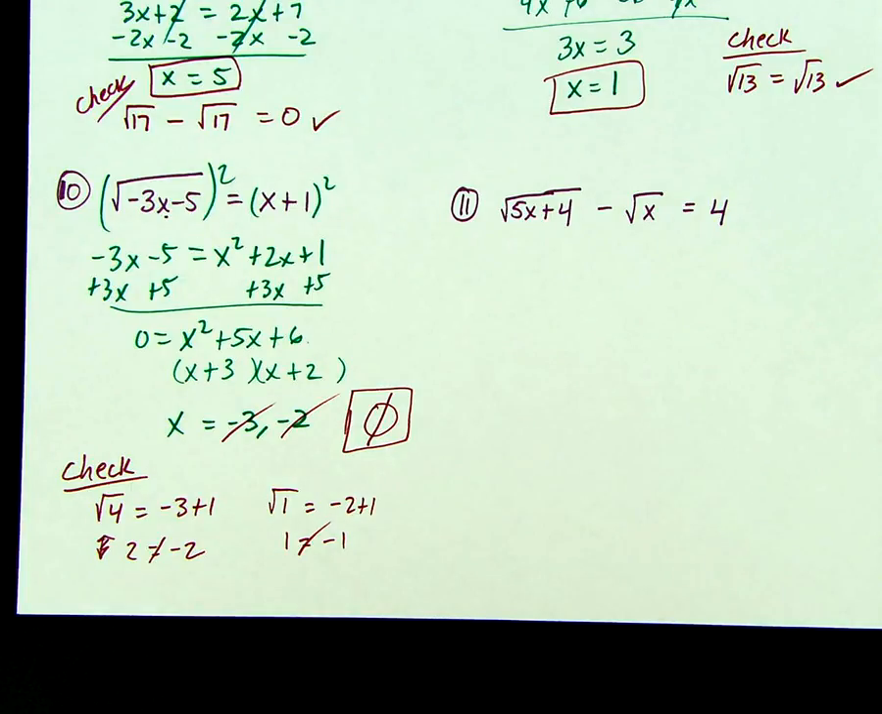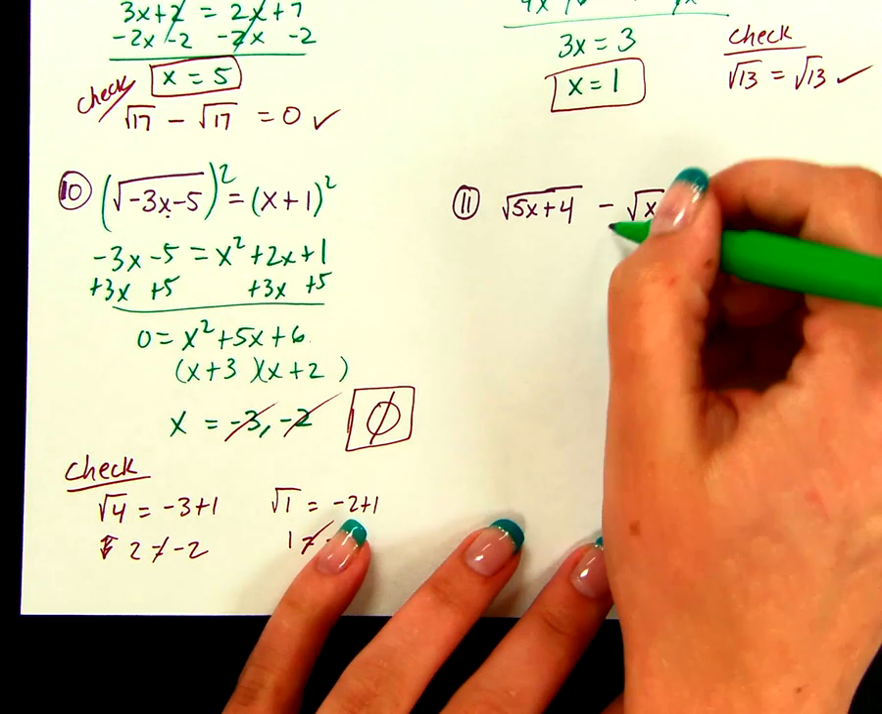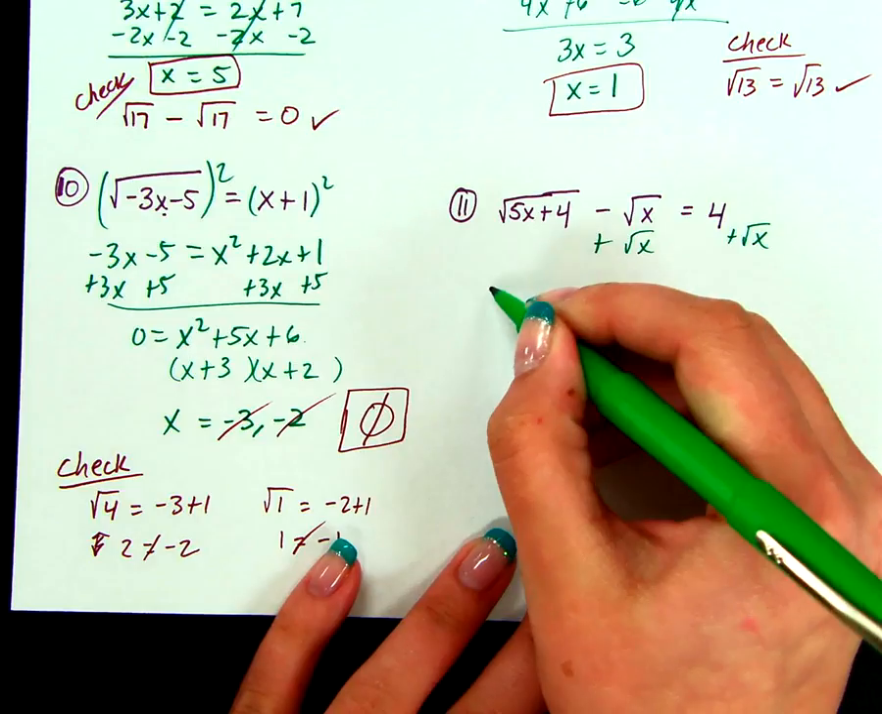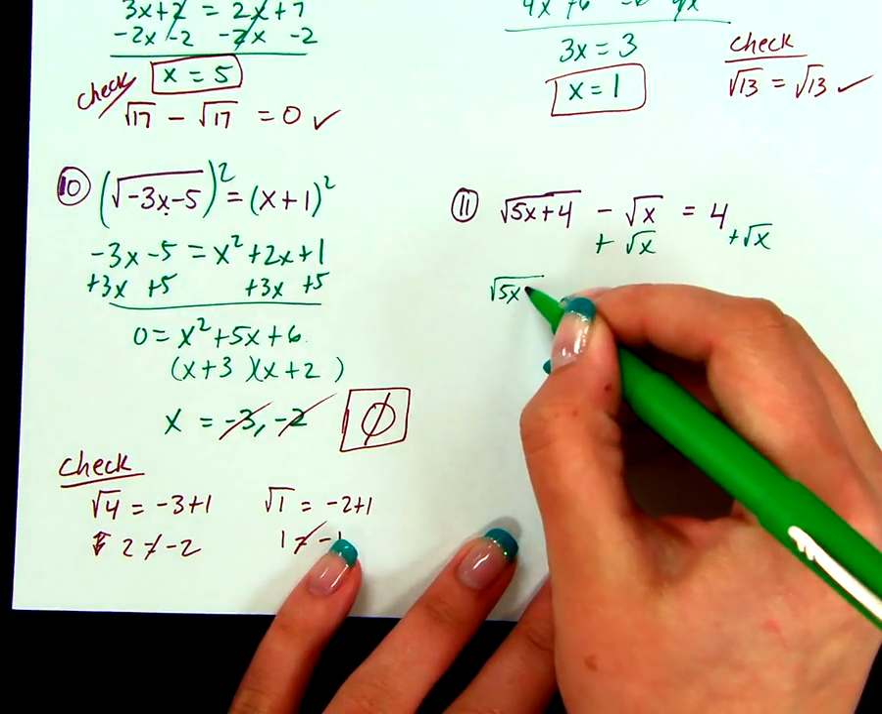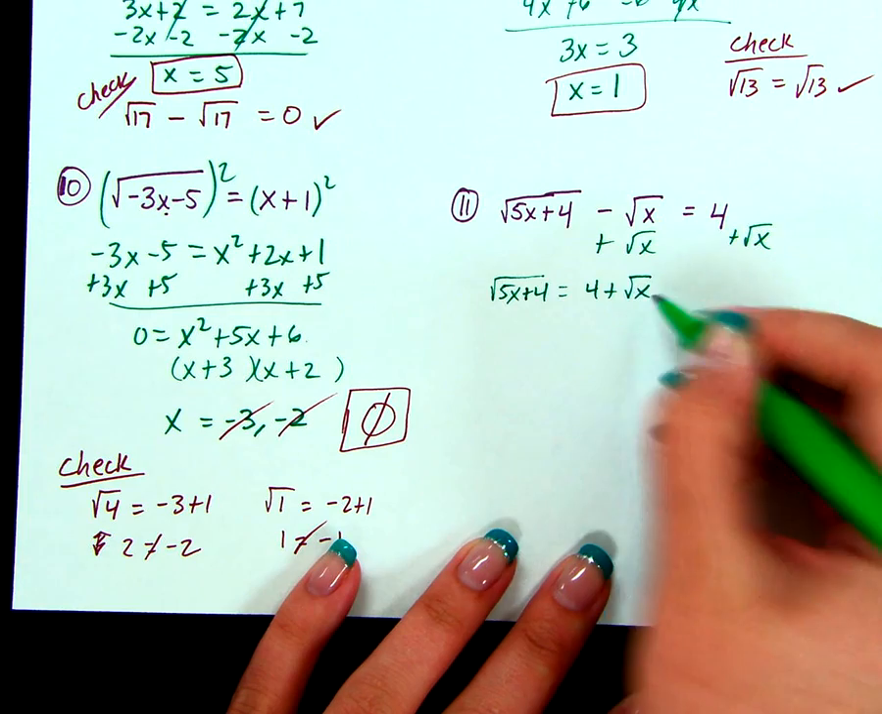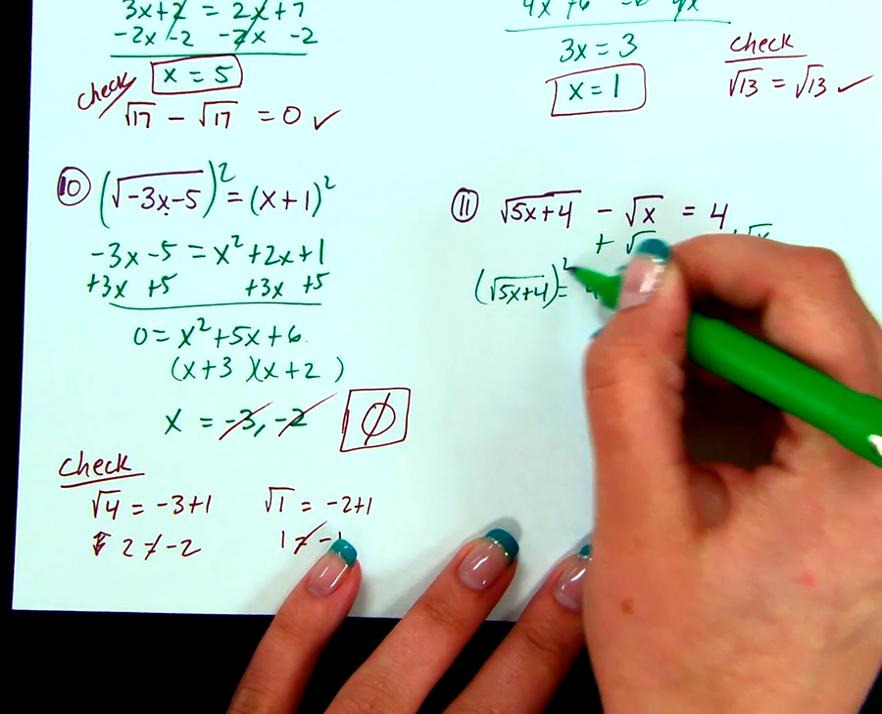And our last example, so we have two radicals. So we need one on each side of our equation. So I'm going to add the square root of x over to the other side. So we would have the square root of 5x plus 4 equals 4 plus the square root of x. And then we need to square each side.